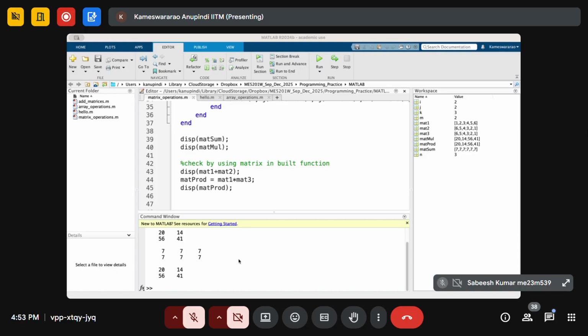Sir. Hello. Yeah, hello. Yeah, please tell me. Sir, can you explain why in most mechanical applications the matrices are tridiagonal?